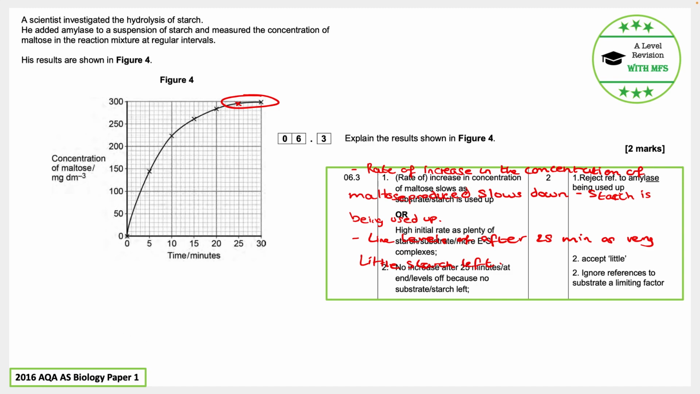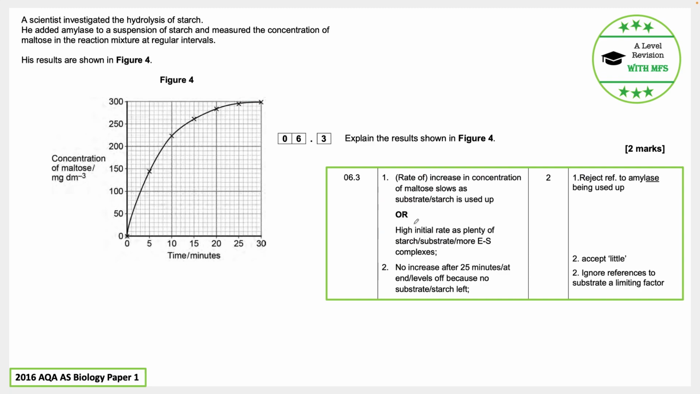If we have a look at the mark scheme, I'll just get rid of my writing. If we have a look at the mark scheme, it says increase in the concentration of maltose slows as substrate or starch is used up.